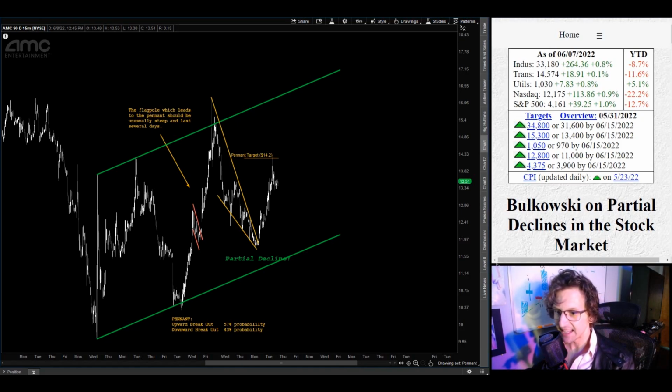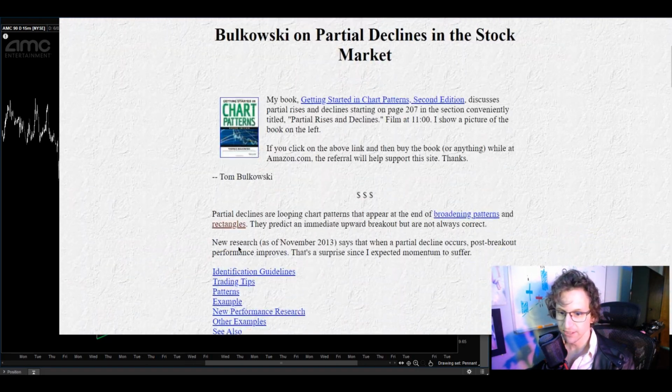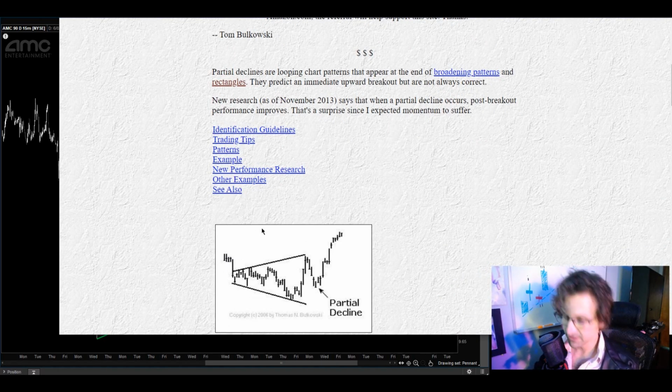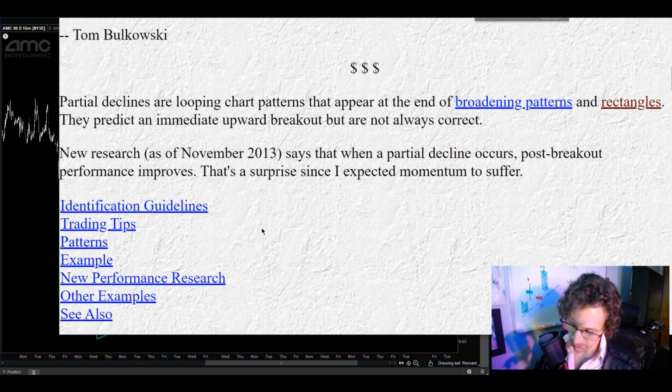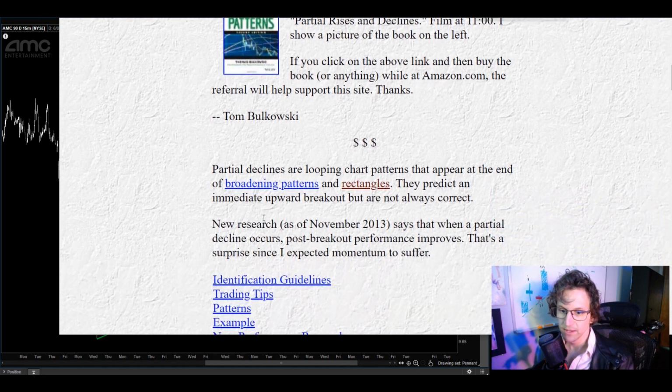I'm going to pull this up, make it bigger, and I'm going to zoom in a couple of times for you. Ooh, that was too close. There it is. He says, partial declines are looping chart patterns that appear at the end of broadening patterns and rectangles. They predict an immediate upward breakout, but are not always correct.